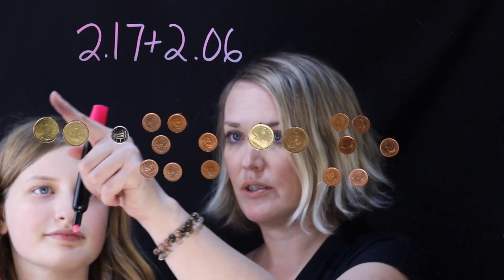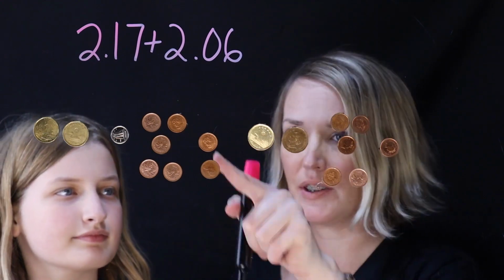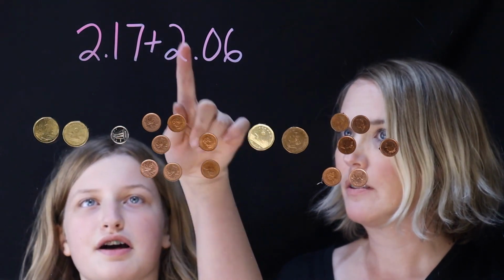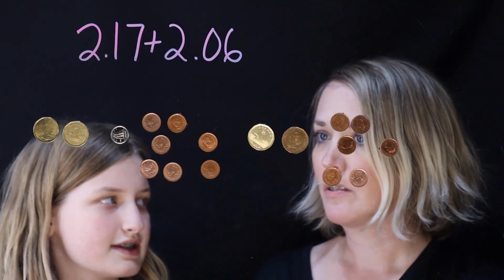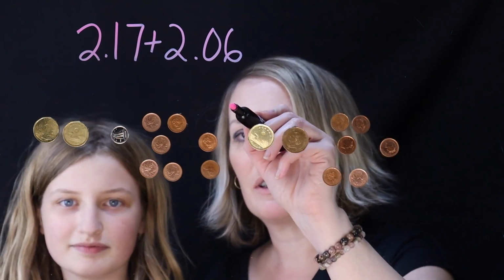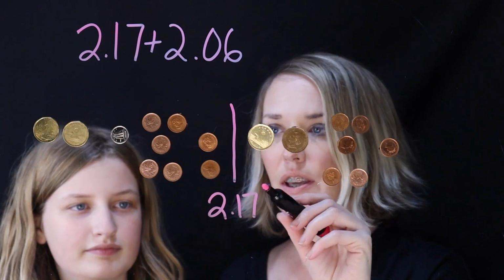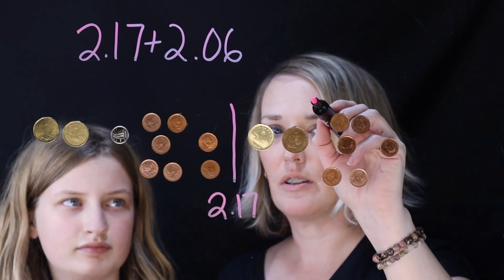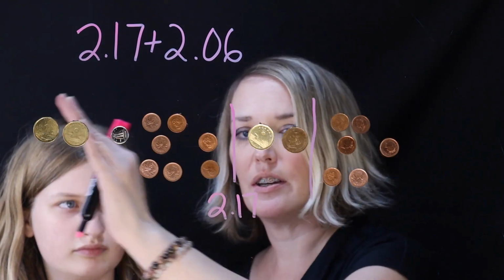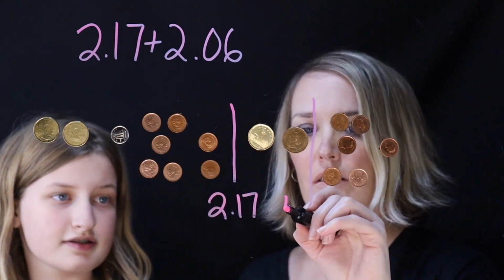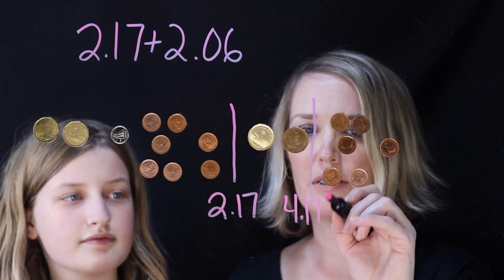So I've got everything here. This is $2.17 and this is $2.06. So to figure this out, we've got to figure out the total amount here, right? How do you want to count it? First, I'm going to add $2 to $2.17. Okay, so let's write something down so people can see it. So this is $2.17. And you're saying, well, let's just add $2 to it. So how much is there altogether? $4.17.